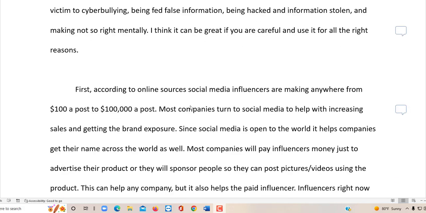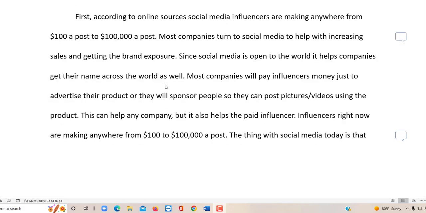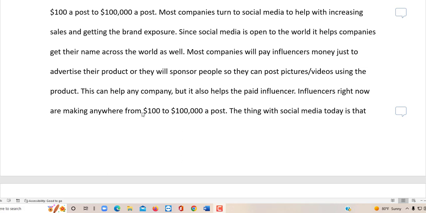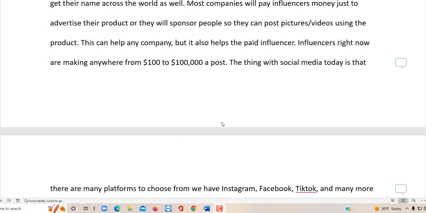First, according to online sources. So here, if you're going to use numbers, you need to cite your source. So most companies will pay influencers money to advertise their product. So here you also need to, if you're going to use numbers, you have to cite the source.